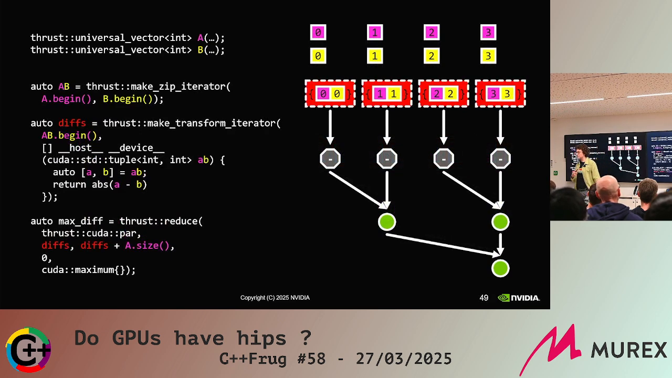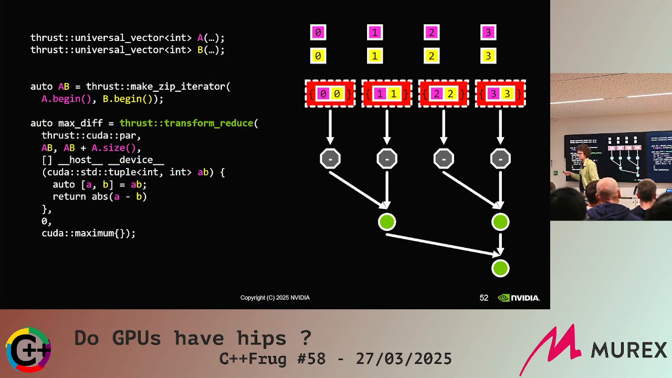And we can improve this by replacing the transform with a zip iterator and a transform iterator. Now we no longer need temporary storage. The zip iterator is just going to produce two-element tuples of each corresponding element of A and B. And then the transform iterator takes that zipped tuple and applies a lambda function to each element that will unpack the tuple and compute the differences between those two values.